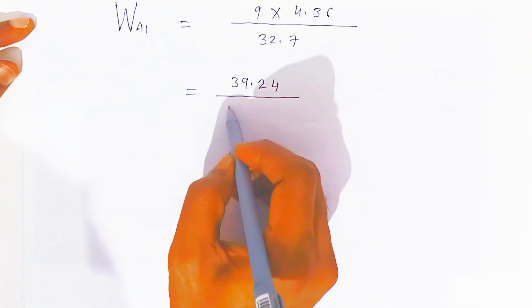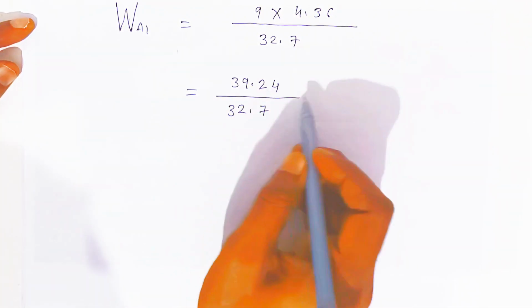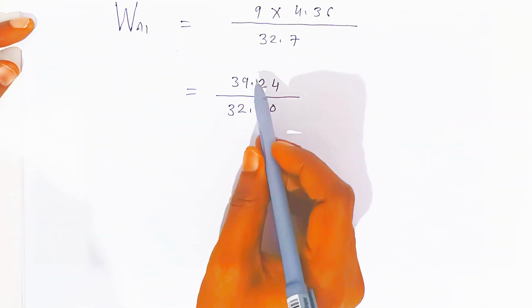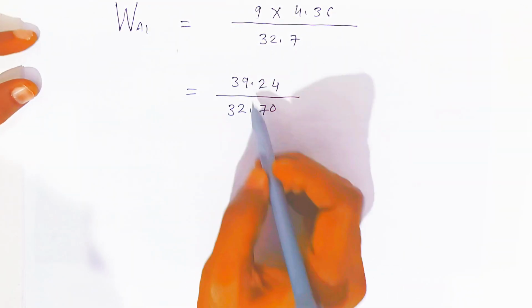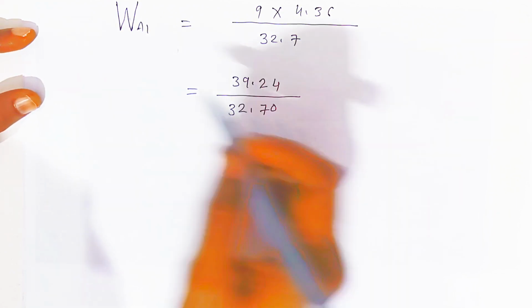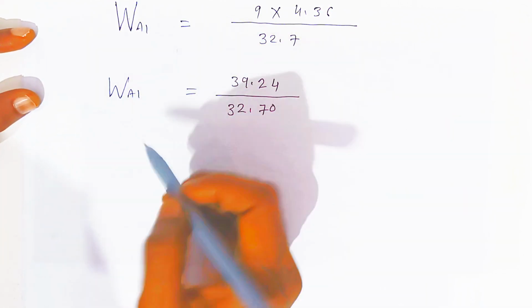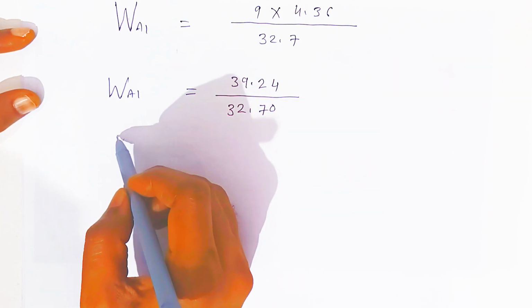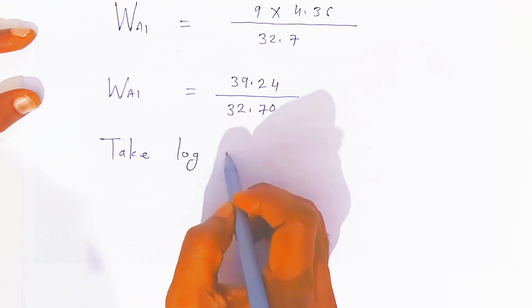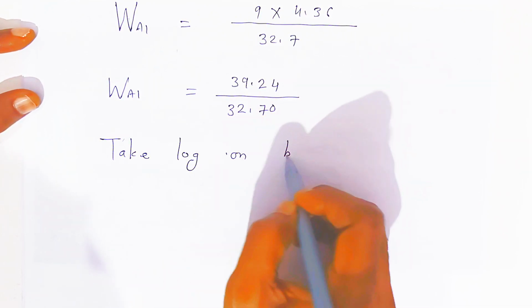In denominator also you have 32.7. Okay, students, if nothing is there, you can put the 0. Now 4 digits above and 4 digits below. Now, students, how you divide this? For that, students, you can use the log table. Okay, students, if you want to calculate the weight of aluminum, you have to take the log on both the sides. So, students, what happens? You will take the log on both the sides.